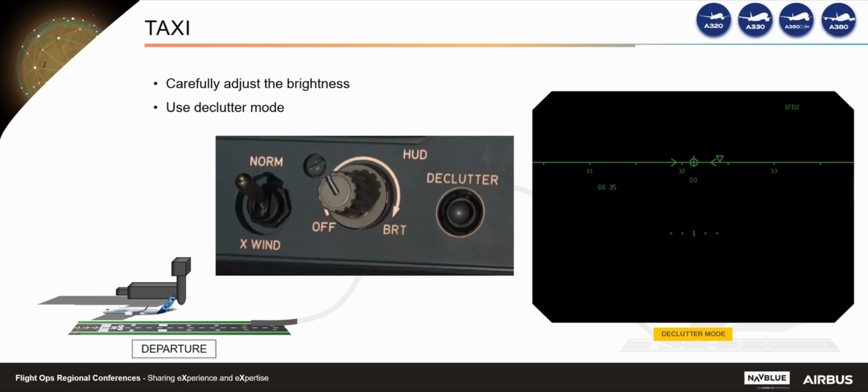On the A350, the declutter control button is a switch and is also located in front of the flight crew. The illustration on the right side shows the declutter mode in taxi. This mode can be used to better see the ground surroundings and the traffic. Let's now see a short video to illustrate how to activate the declutter mode in taxi.